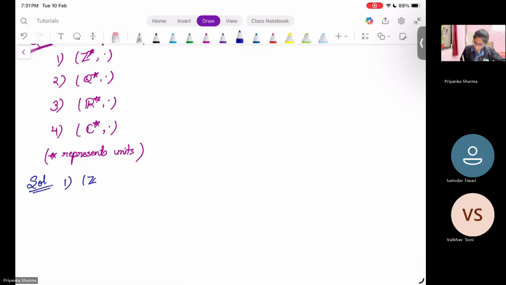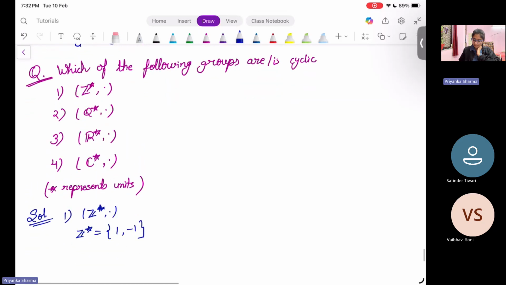First one, what is this? Z star. So Z star is basically the units of Z, which is 1 and -1 simply. Okay, so yes, this is cyclic.